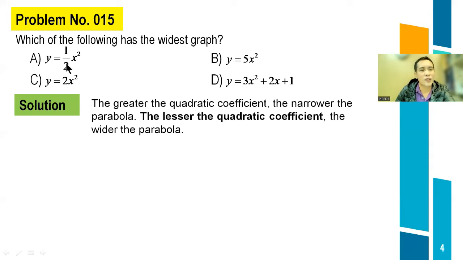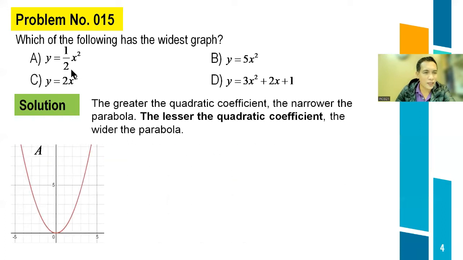So we check the quadratic coefficient, meaning the number before x squared. For letter A, this is 1/2. For letter B, it's 5. For letter C, that's 2. For letter D, 3. So 1/2 is the lesser. Among the given choices, of course, it's letter A. But we'll check the graph of the following choices.